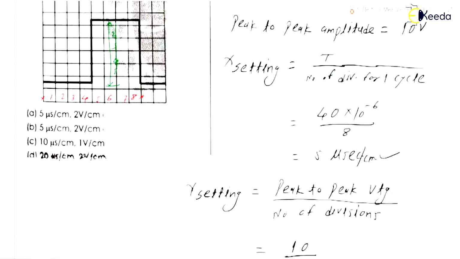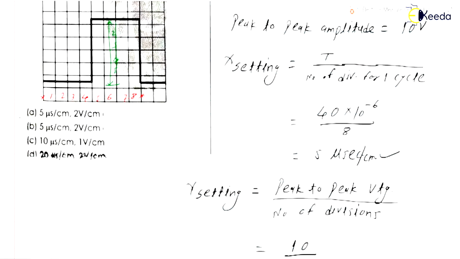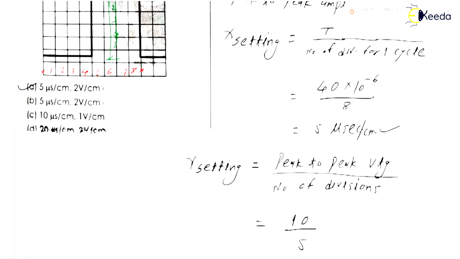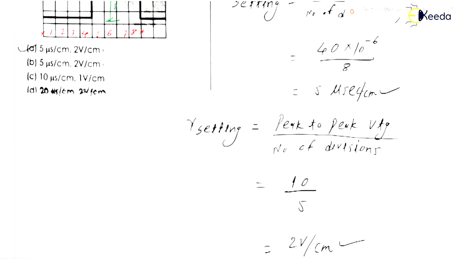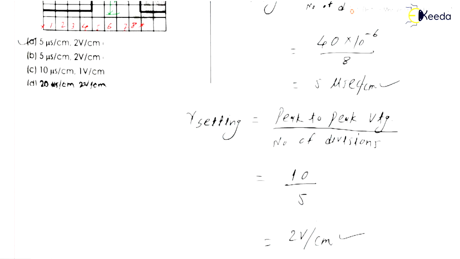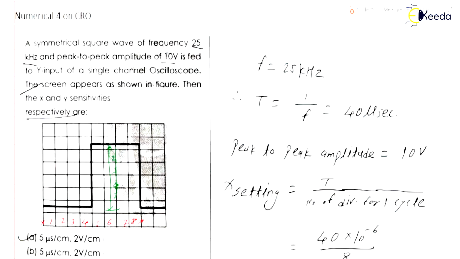Okay, so 5 microsecond per centimeter and 2 volt per centimeter. If you check, the correct option is option A. Actually they have given it wrong here, both A and B are the same, so the correct answer is either A or B. I think there is some printing mistake. So 5 microsecond per centimeter and 2 volt per centimeter. Okay, so this is about numerical number 4 on the CRO.